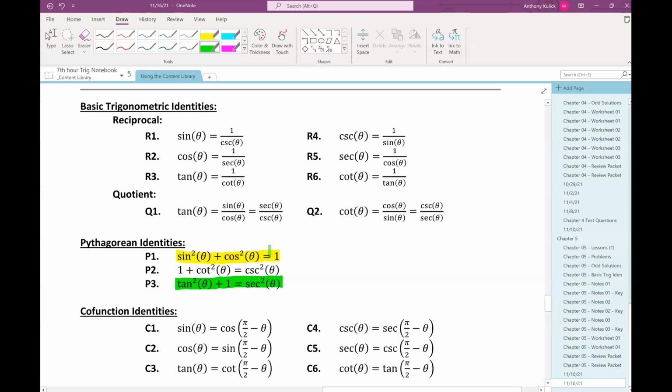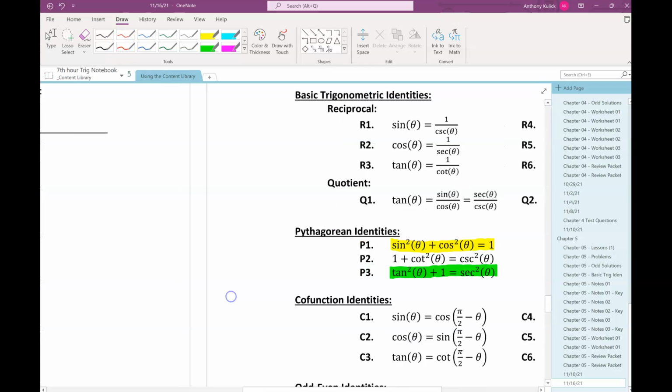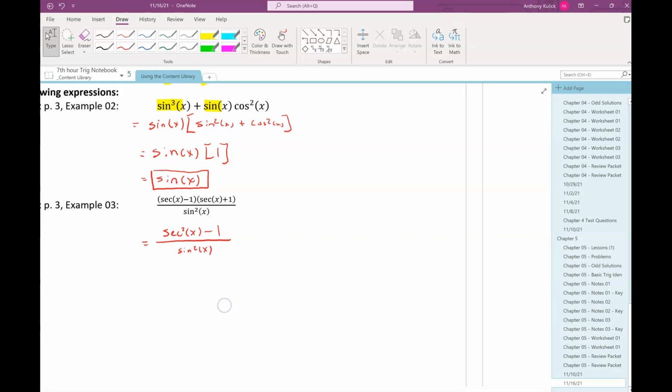Well, secant squared is equal to tan squared plus 1, right? So that's what I'm going to do. And watch what's going to happen here by doing that. So where the secant squared was, I'm going to write tan squared x plus 1. I still have the minus 1. And now we're over sine squared.